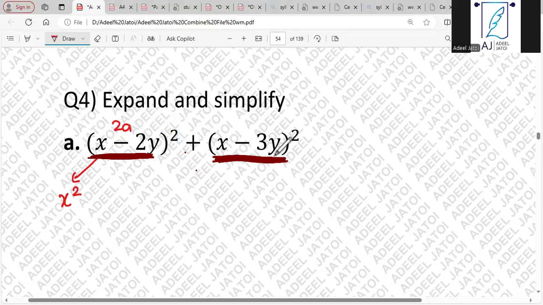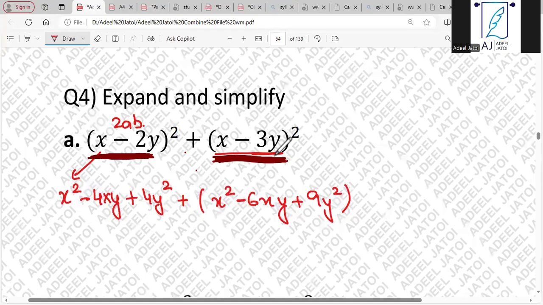So if we just open this, can we just say this is x square, and 2ab means 2 into 2 is 4. So this would be minus 4xy, right? So this would be plus 4y square. We open the bracket. Again, this will be x square minus 6xy plus 9y square.